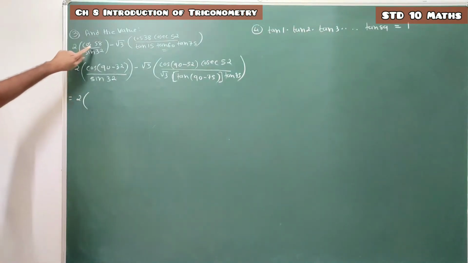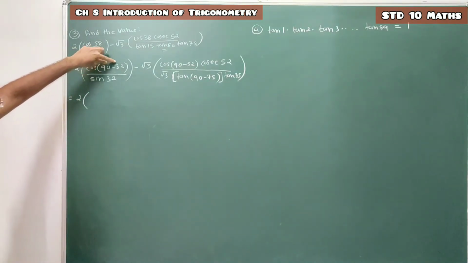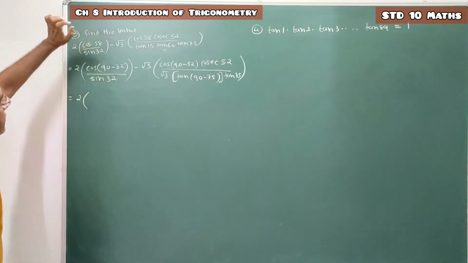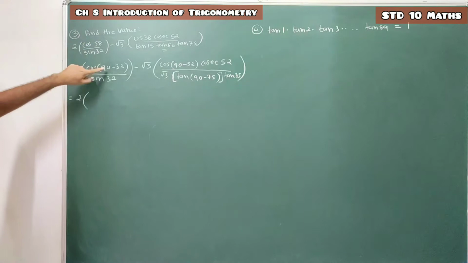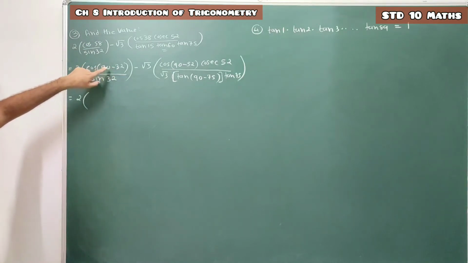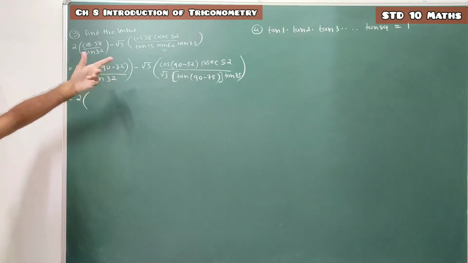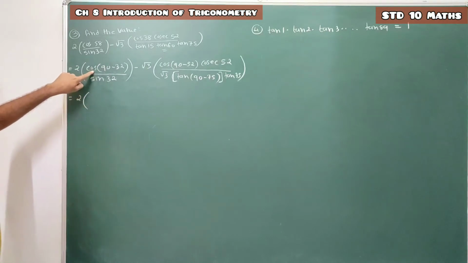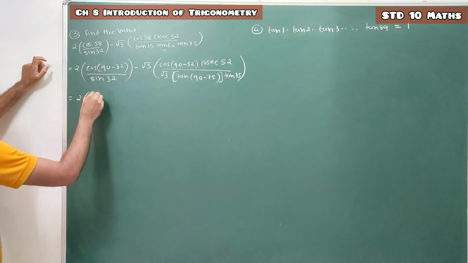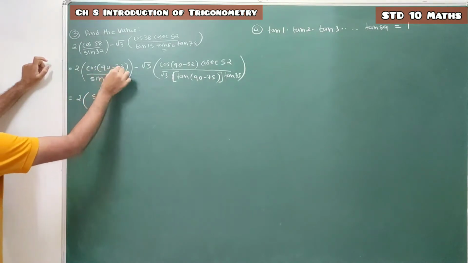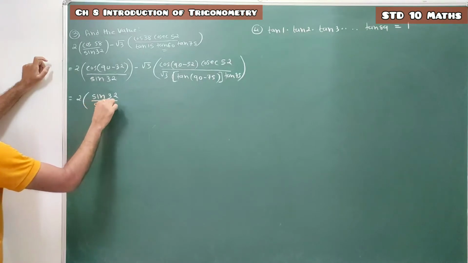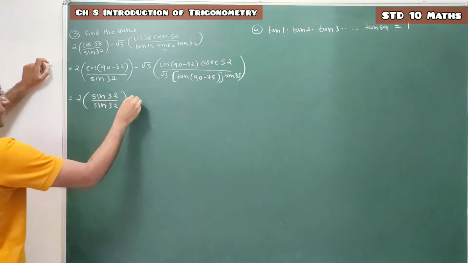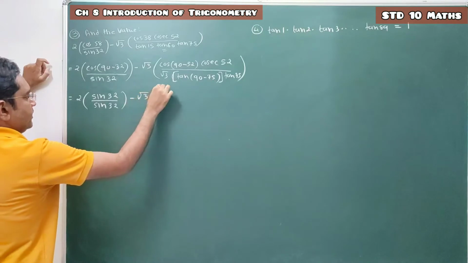Here we have converted this 58 as 90 minus 32. Why have we converted 58 into 90 minus 32? Because 90 minus 32 is converted into its complement angle. So now this cos is converted into its complement, which is sine. So this one is sine of 90 minus 32, which is sine 32, upon sine 32, minus root 3.